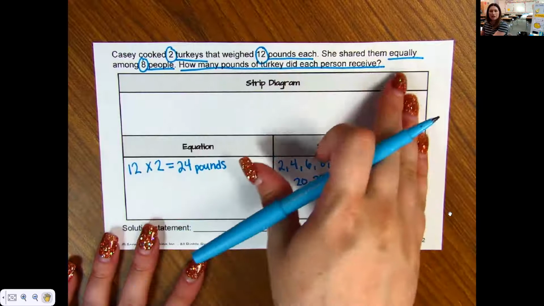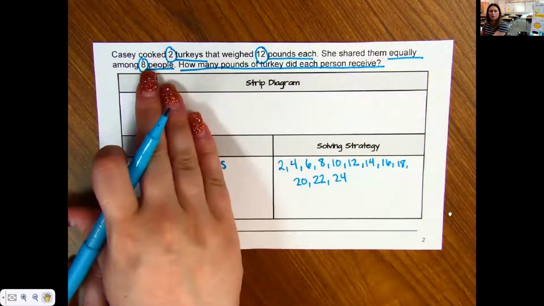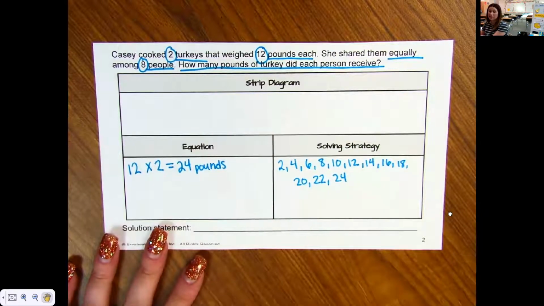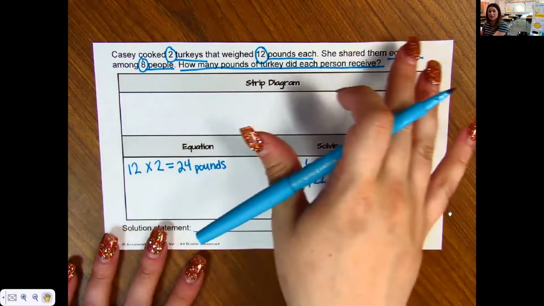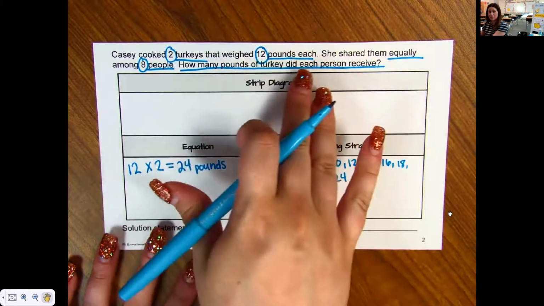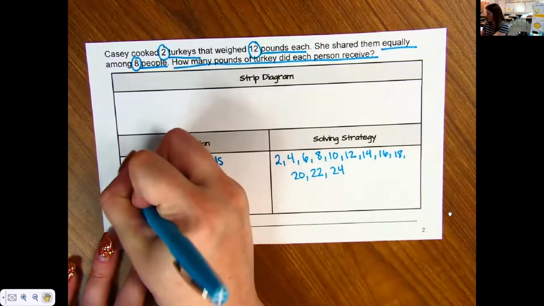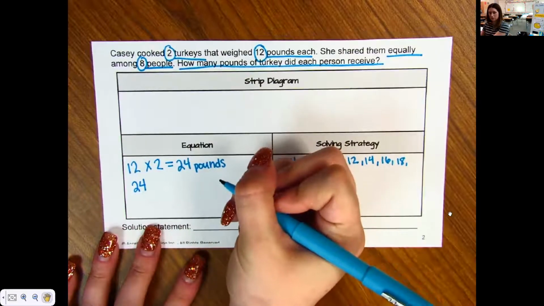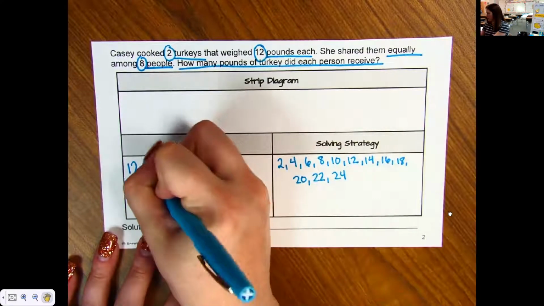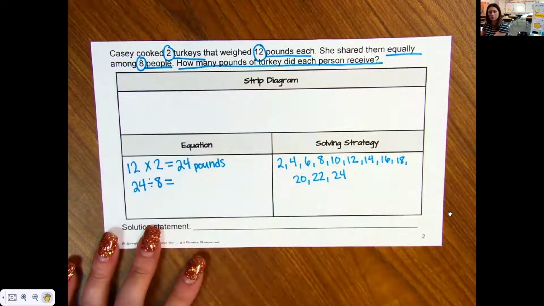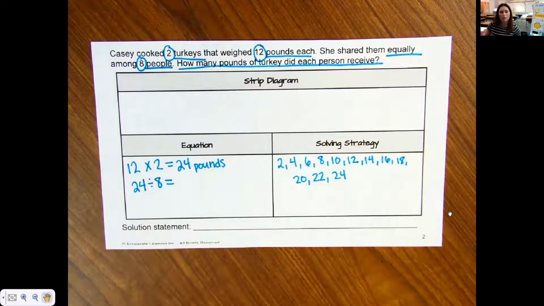So now she shared them equally among 8 people. Okay, well now I have to take my 24, right? If she shared them equally and I want to know how many each person received, then I'm going to have to divide. So my bigger number goes first. Do 24 divided by 8 equals, okay? So what I'm going to do is I'm going to take 8 and I'm going to skip count. I'm going to use my strip diagram and I'm going to put 8 and see how many times 8 can go into 24.